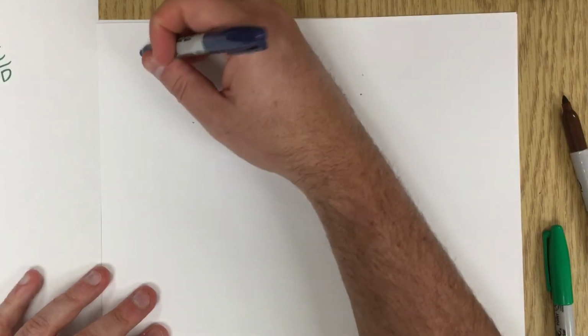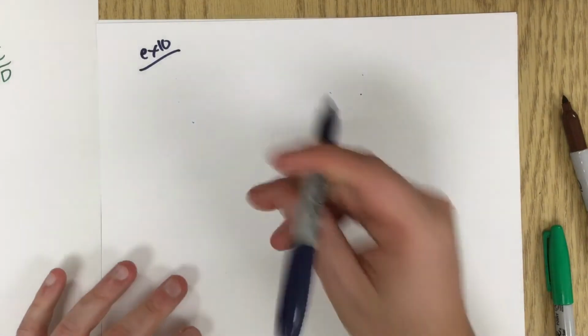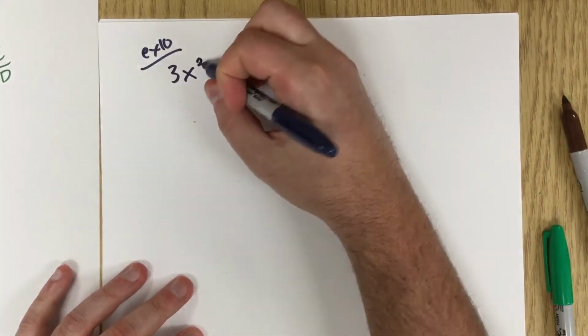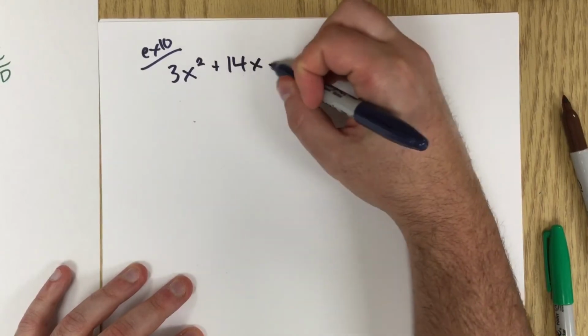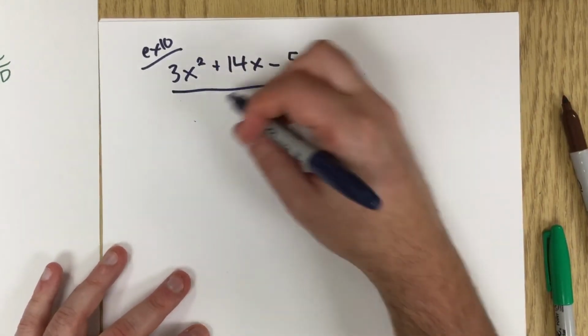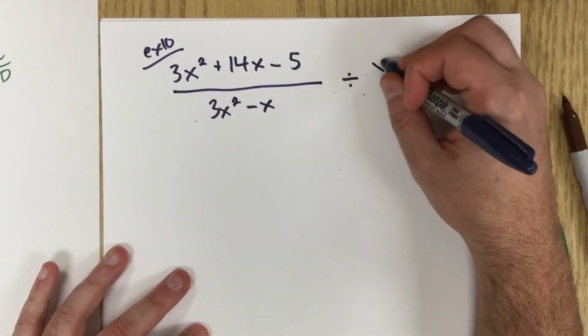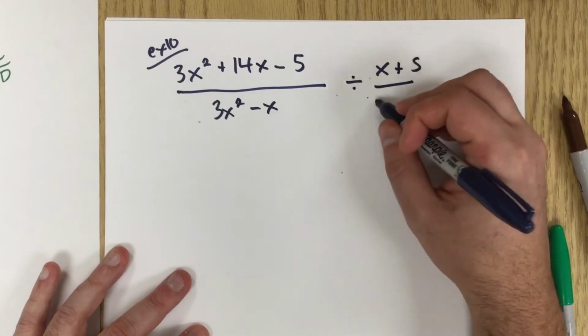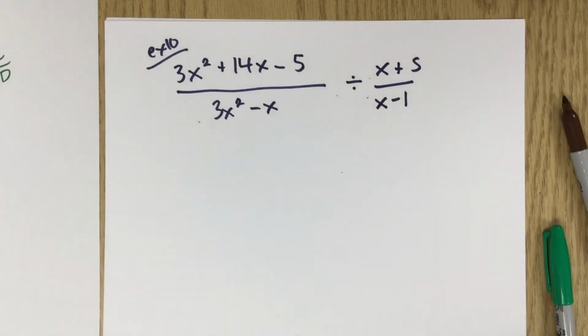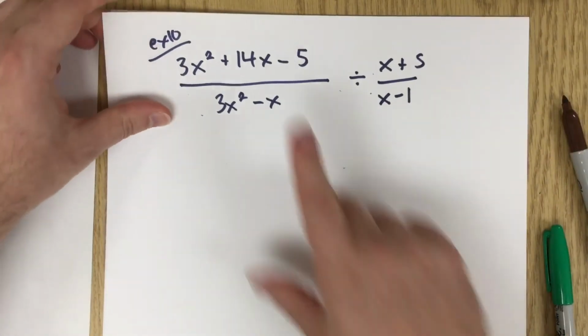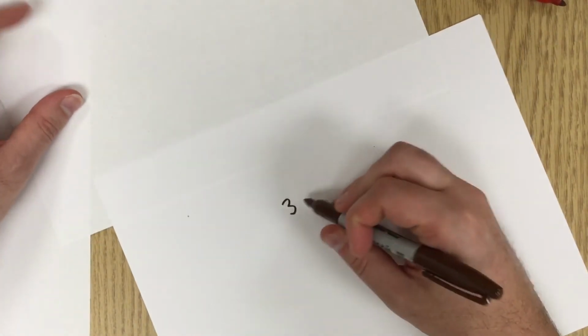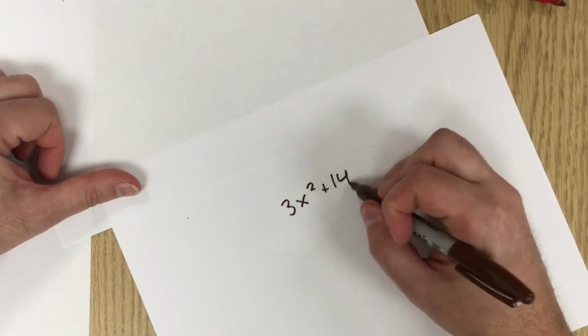And example 10. (3x squared plus 14x minus 5) over (3x squared minus x) divided by (x plus 5) over (x minus 1). So we're going to have to factor that using your favorite factoring method. However you learned how to factor it, you do that.